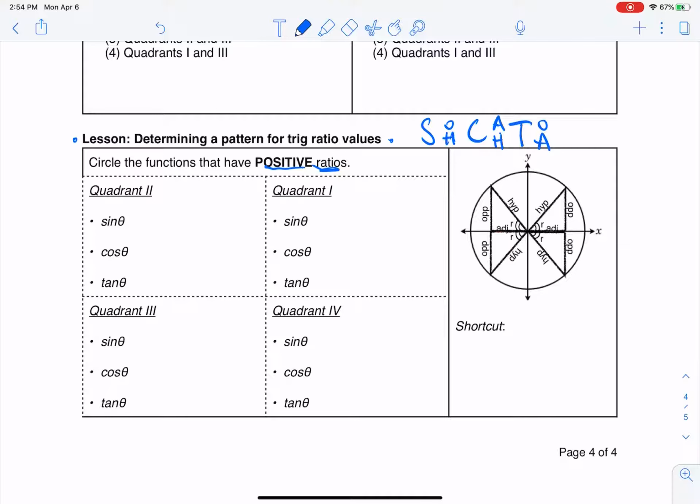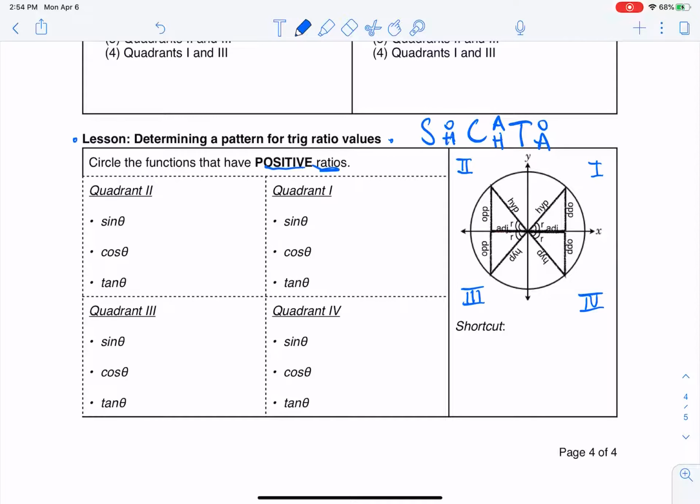Our hypotenuse here is always going to be a positive number, and based on where we are in the unit circle, or the circle here, that's going to determine if sine and cosine are positive or negative. Remember, sine always corresponds really with your y value. Cosine always corresponds with your x value.